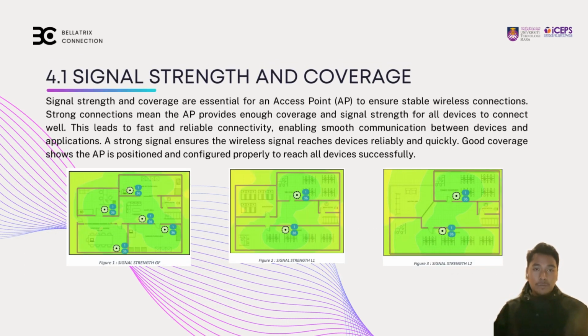So next is 4.1, signal strength and coverage. Signal strength and coverage are essential for access points to ensure a stable wireless connection. A strong connection means the AP provides enough coverage and signal strength for all devices to connect well. This leads to fast and reliable connectivity and enables smooth communication between devices and applications. A strong signal ensures the wireless signals reach devices reliably and quickly.